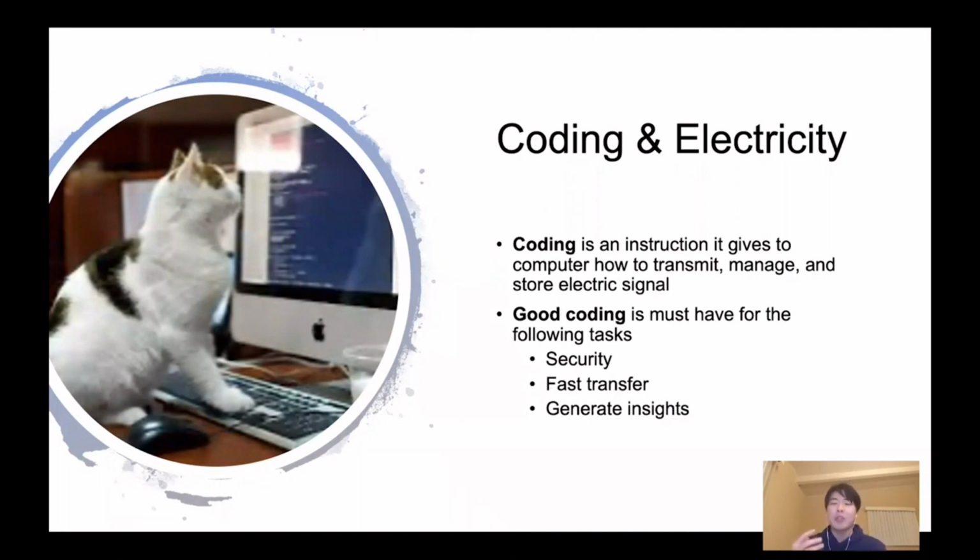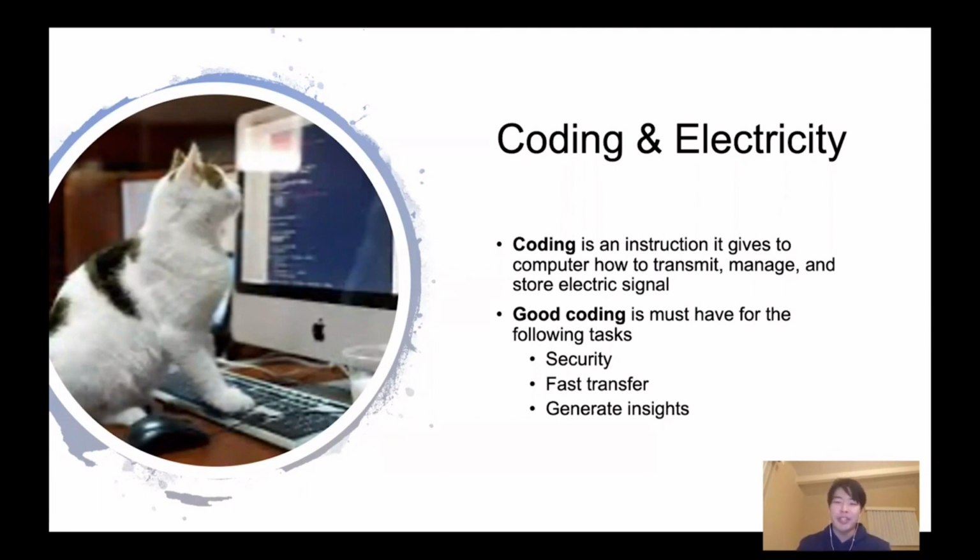It means not only can we send information, by sending the right code you can also store some of that information or instruction into a storage device, or you can give instruction for this device to manage other signals. So coding is very important because why? It's a set of instructions that can do all this. So good coding is very important, and it follows the following tasks.